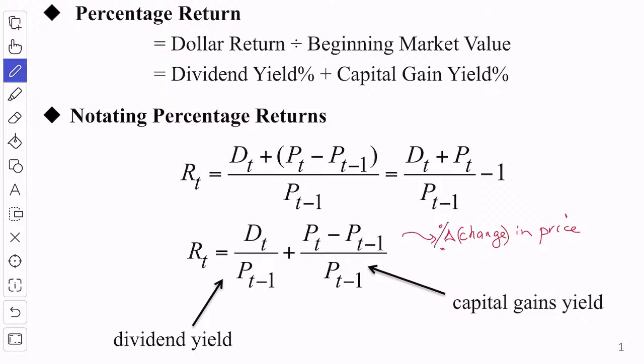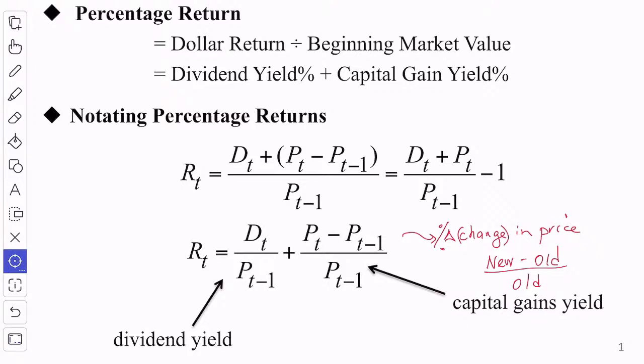The delta symbol is usually used for change in economics, in financial economics, percentage change in price. So the percentage change in price is the new price minus the old price relative to the old or original price. Okay, so that's how you do percentage change calculations. So that's going to be called the capital gains yield.